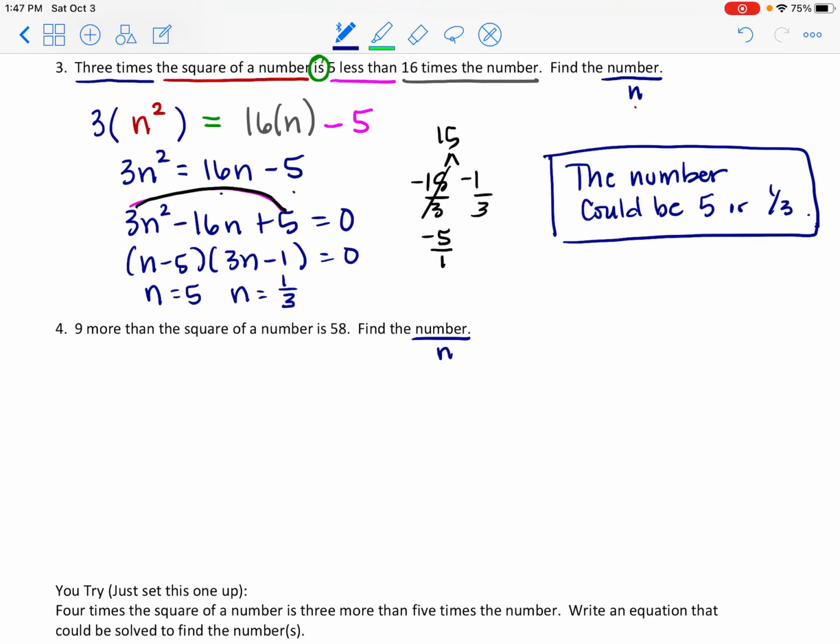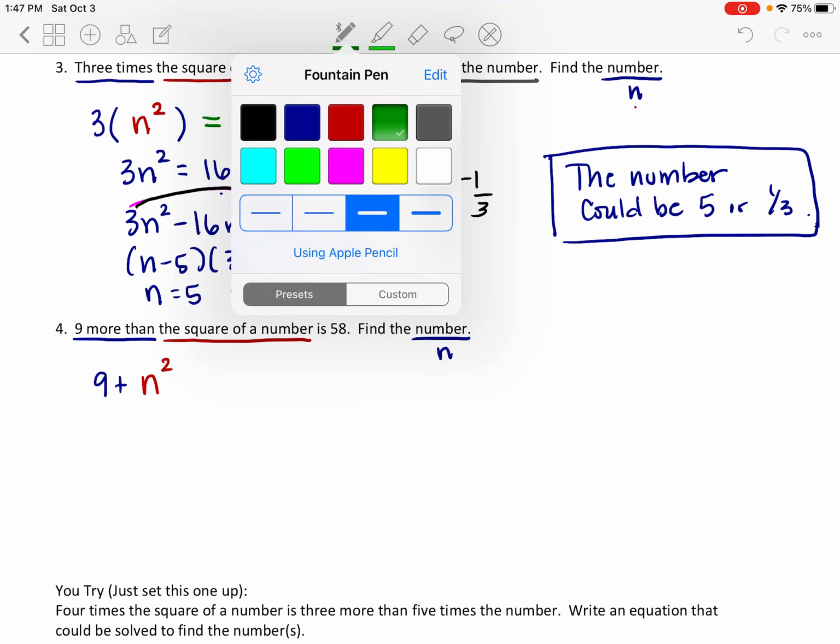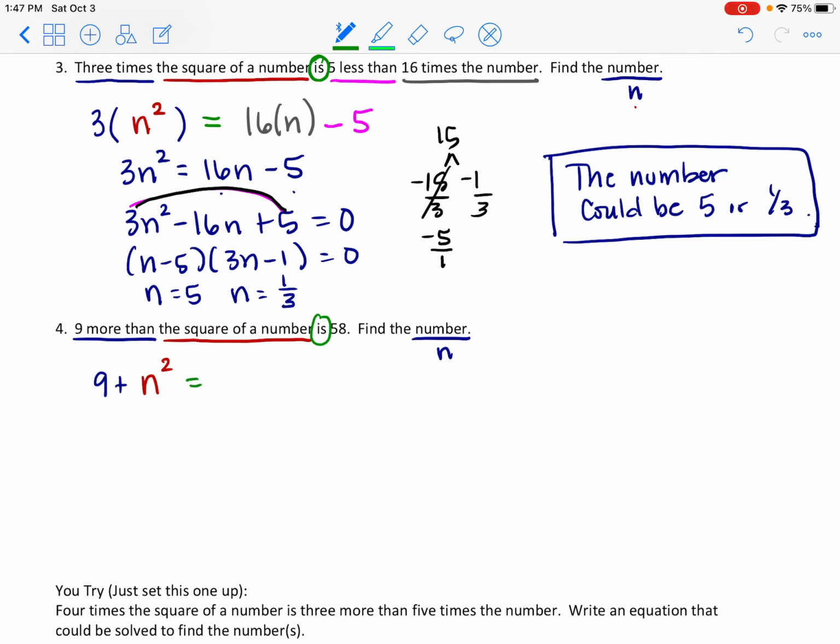So let's translate. First it says 9 more than, that means 9 plus or plus 9, either way, it doesn't matter the order you add. It says 9 more than the square of my number. So if my number is n, the square of my number would be n squared. And then there's my equal sign. And then 58, that's pretty easy to translate. 58 is 58. Okay? So 9 plus n squared equals 58. That's the equation we're trying to solve. 9 plus n squared equals 58. So let's put this in order. n squared plus 9 equals 58.